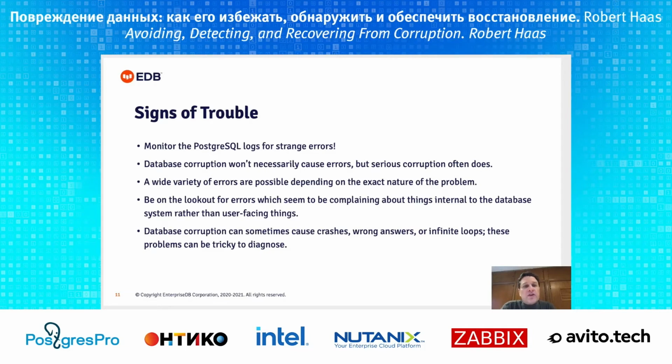If you don't get errors, you could see other kinds of symptoms that might also indicate corruption, such as crashes or wrong answers or infinite loops. And those problems can be hard to diagnose because it's easy to get confused about whether the thing that you're seeing is just a bug or whether it is actually the result of some kind of database corruption.